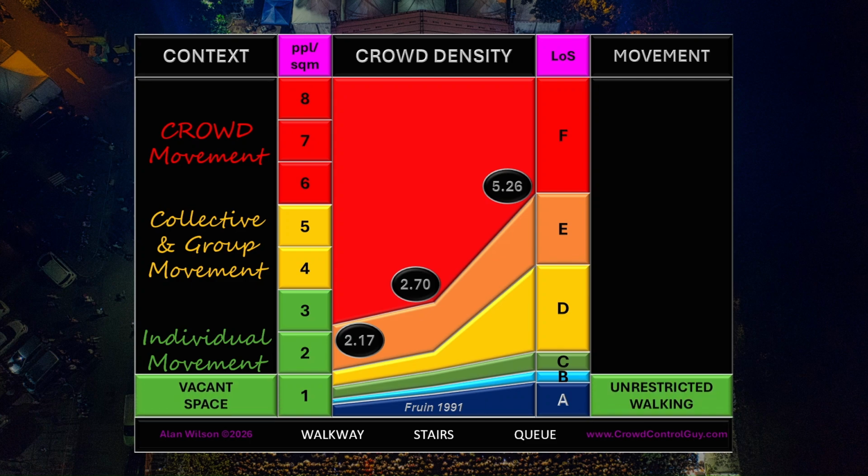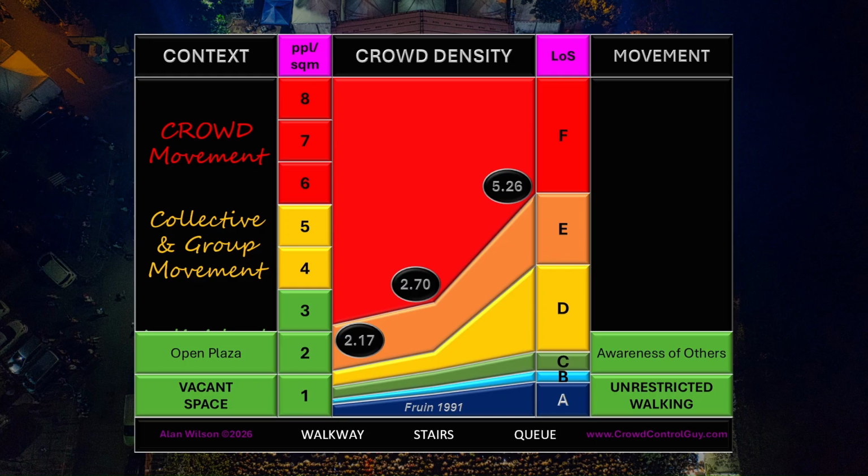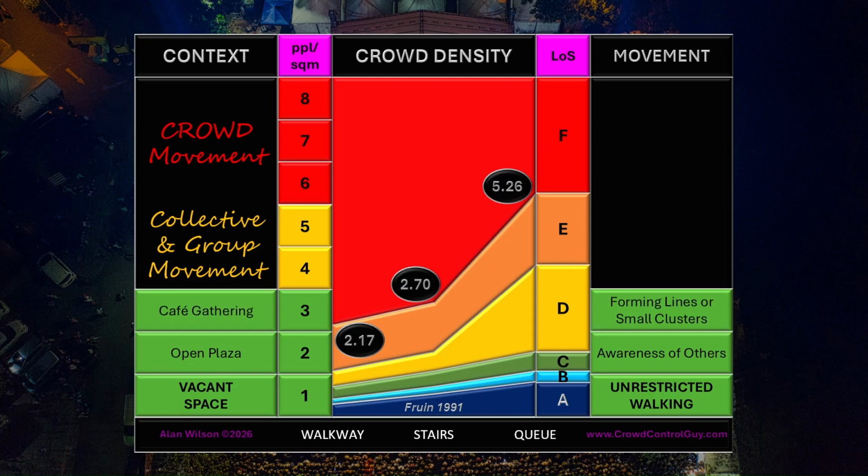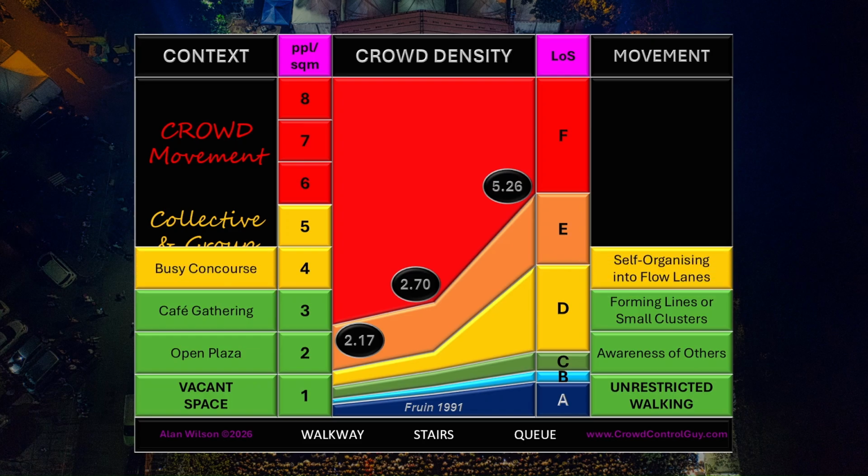People per square meter. At 1 or less is vacant space, unrestricted walking. Using stadiums for our analysis, you've got the open plaza area where they're coming up to the entrances. People have an awareness of others. A cafe-style gathering at 3 is where they form lines or small clusters. But that's not queuing. This is meeting and greeting people. As you move into the more group-focused, busy concourse, you will see people self-organizing into flow lanes. I'm going to the toilet, you're going over to the bar, they're going outside for a smoke, whatever.